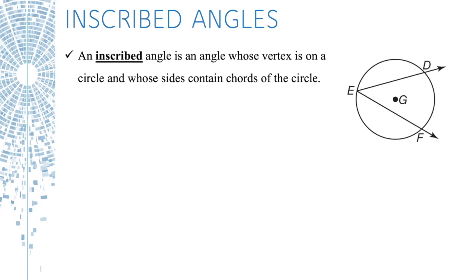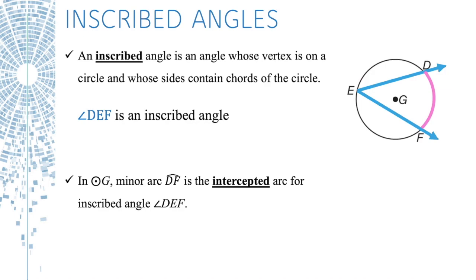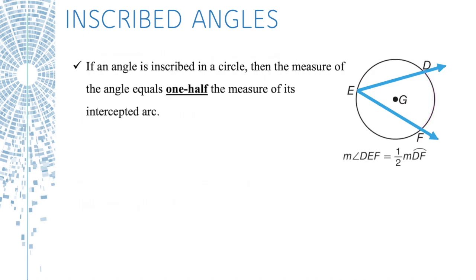An inscribed angle is an angle whose vertex is on a circle and whose sides contain chords of the circle. For example, DEF is an inscribed angle. And in circle G, minor arc DF is called the intercepted arc for the inscribed angle DEF. It sort of catches that arc. If an angle is inscribed in a circle, then the measure of the angle equals 1/2 the measure of its intercepted arc.